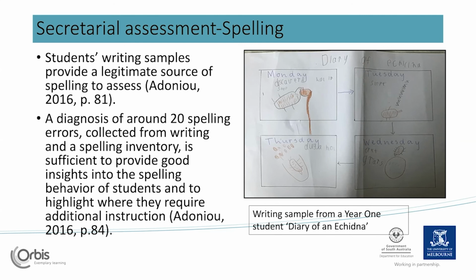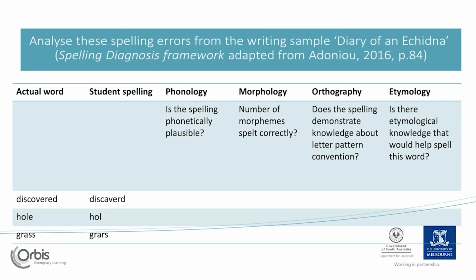To read more about O'Donoghue's ideas on spelling, please read her chapter on spelling, which you will find in the additional reading for this module. She suggests a teacher look at each spelling error and use a spelling diagnostic framework such as the one that you can see on your slide. She suggests a teacher look at a spelling error and ask, does the student primarily use phonological knowledge, that is, write the word based on sounding it out?